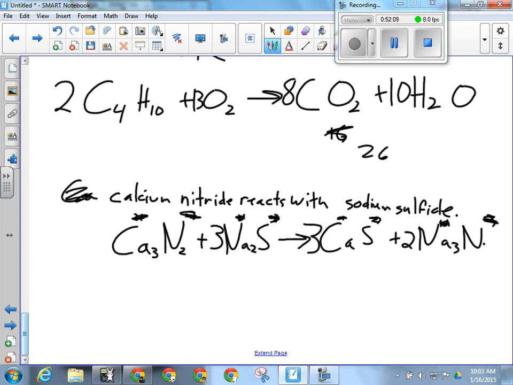Had I balanced calcium first, I would have written a 3 there, and it wouldn't really have got me all that far ahead. It probably would have still worked out, but sometimes you just go with it. Generally, balance the biggest number first, and it'll work.